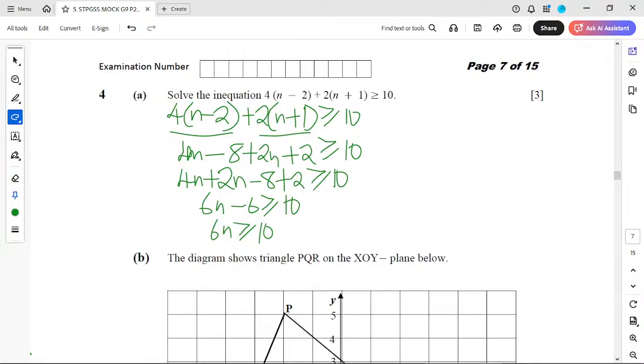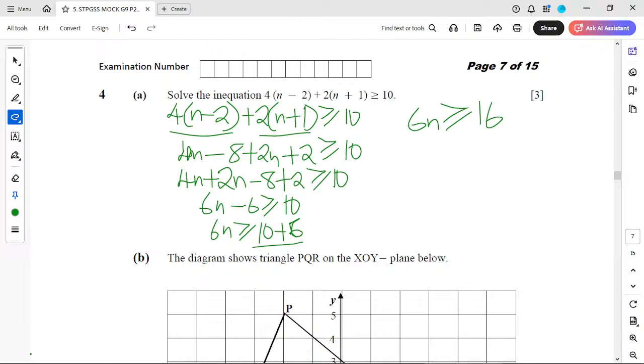Then the minus 6 will cross the equal sign and the greater or equal to sign and becomes a positive number, which is going to be 6. Now once it's 6, to evaluate this we say 6n is greater or equal to 10 plus 6, which will give us 16.